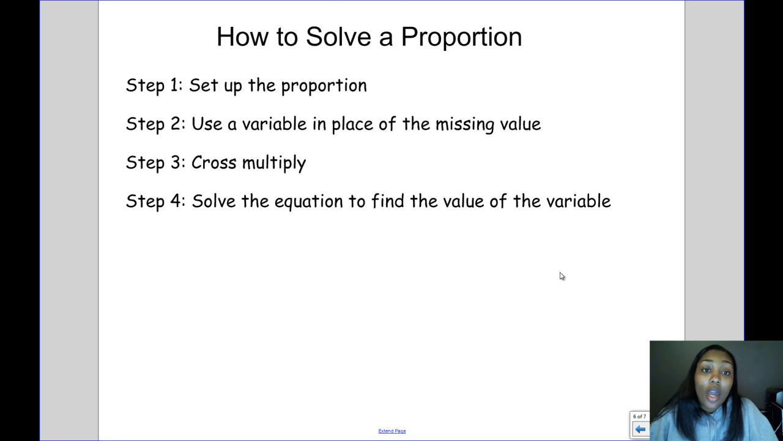So now here is how to solve a proportion. Sometimes they're going to give you 3 of the values of the proportion and ask you to find the missing value. So the first thing you have to do is set up your proportion. Then once you've set up the proportion, you're going to pick a variable to put in place of the missing value. Then you're going to cross multiply, and then you're going to solve the equation to find the value of the variable.